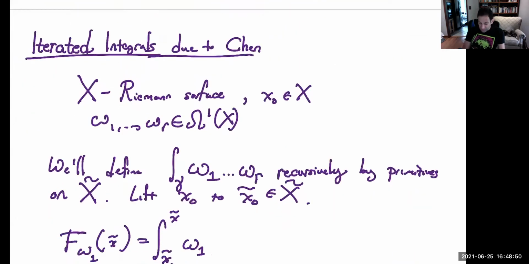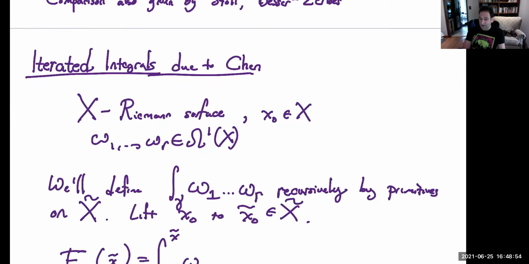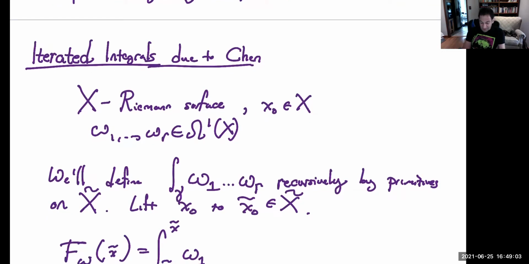All right, so that's it for single integration. So are there questions about this part of the talk? Because now I want to talk about iterated integrals. And these are due to K. T. Chen.